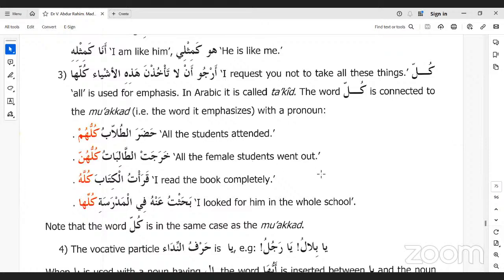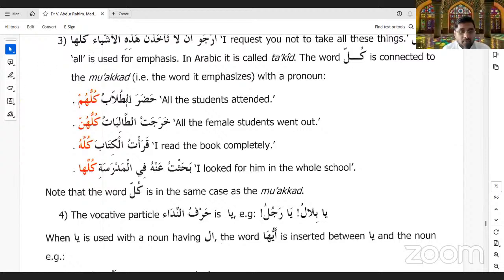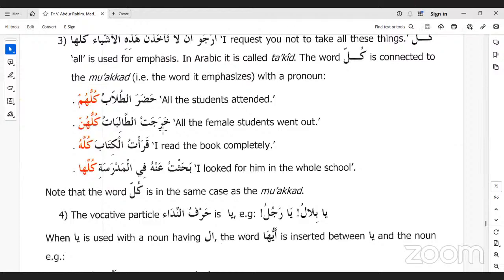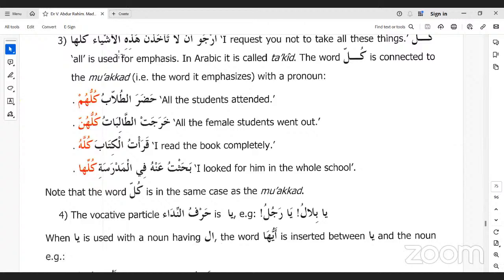حضر الطلاب كلهم. All the students attended. Tulab is the plural of students, and kulluhum follows the same harakat. Tulab is masculine and plural, so we use hum after kulluhum, referring to them. خرج الطالبات كلهن. All the female students went out. Talibat is feminine, and kulluhunna uses the feminine plural pronoun.